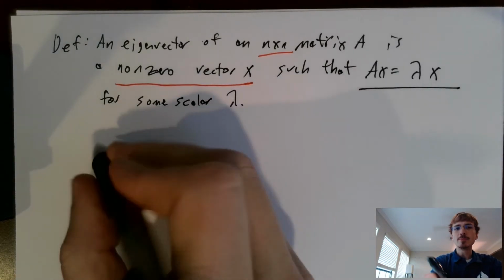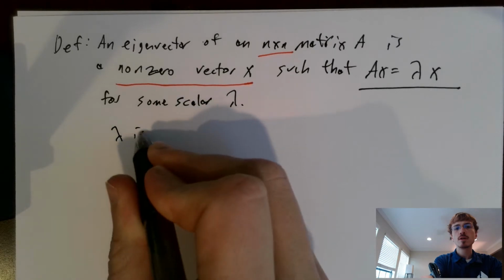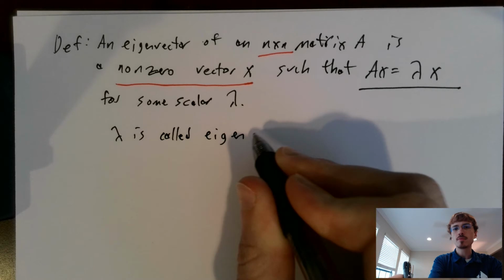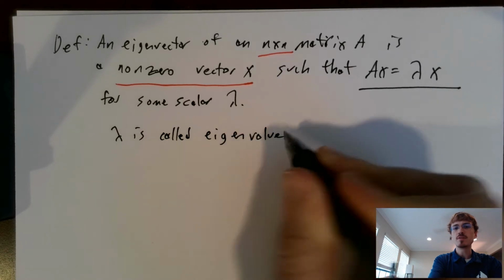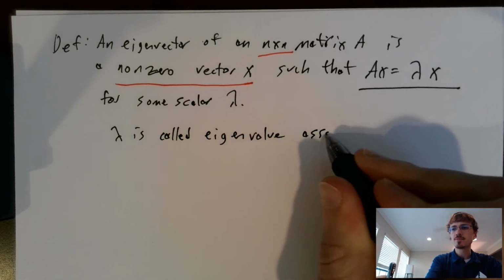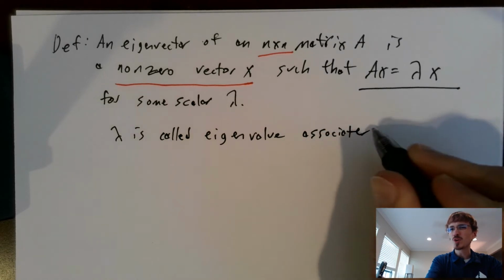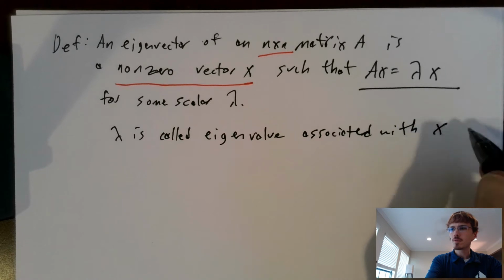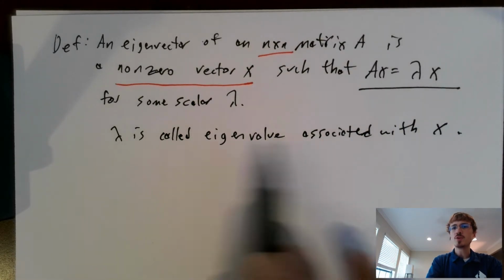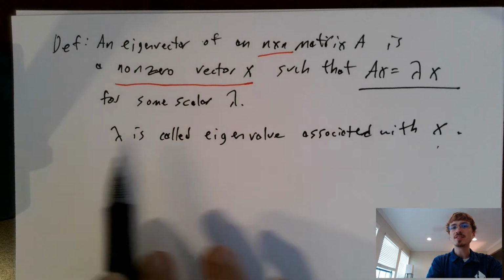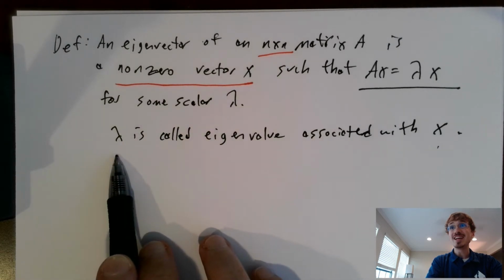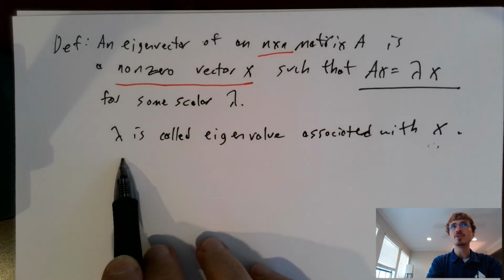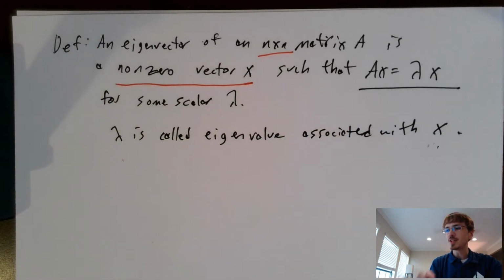The scalar lambda is called the eigenvalue associated with, or corresponding to, the eigenvector x. So these two are associated. An eigenvector x has an eigenvalue lambda, satisfying Ax equals lambda x.